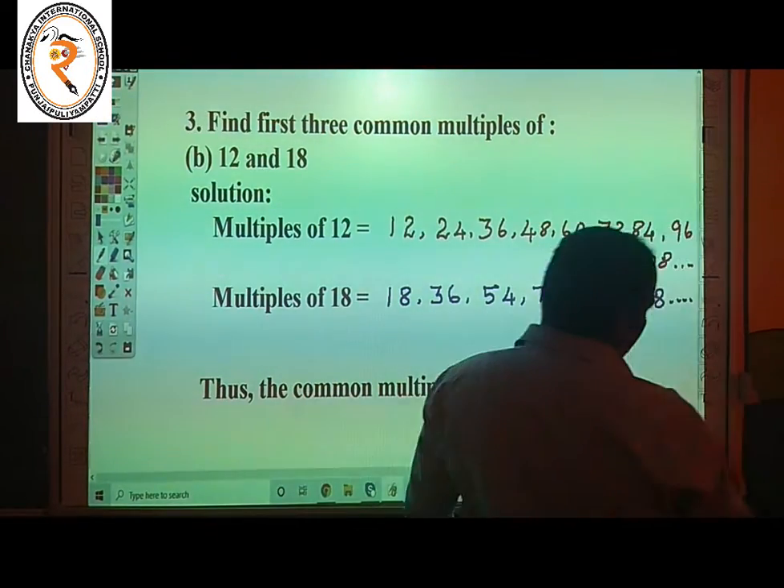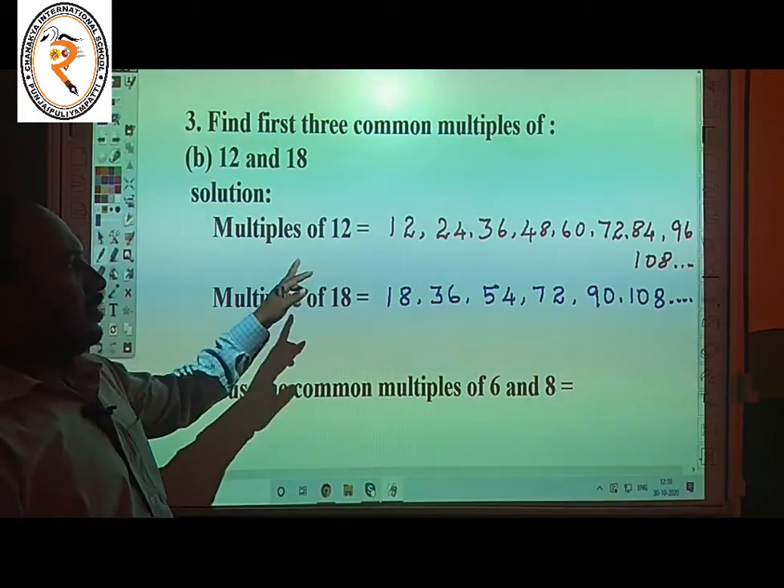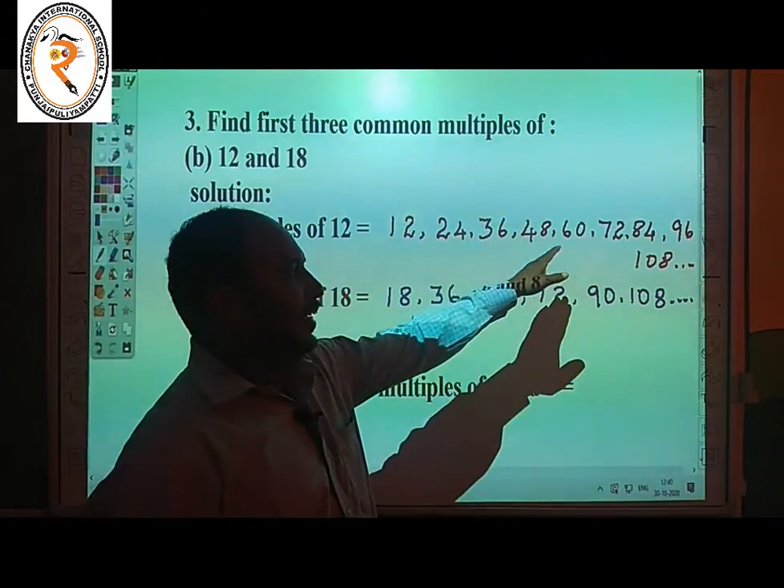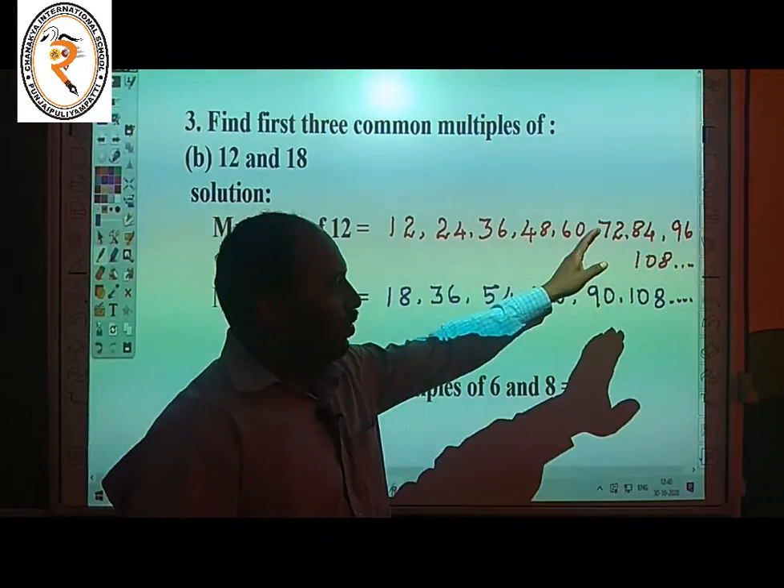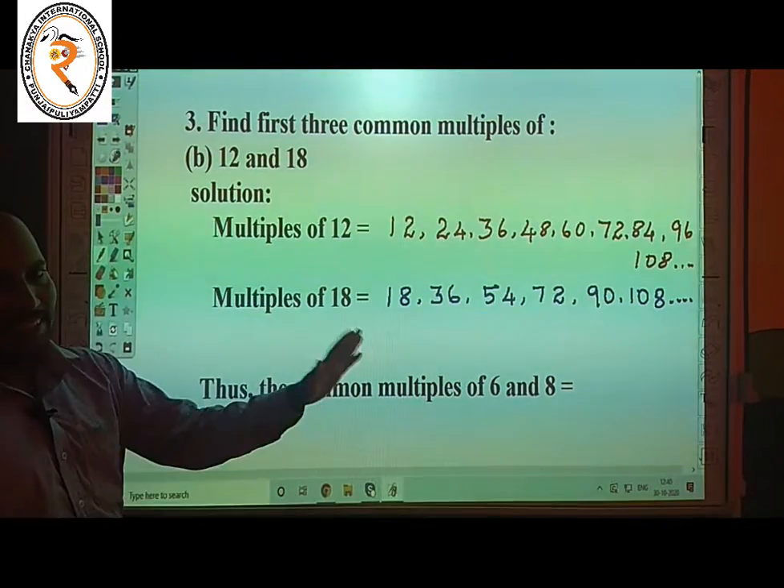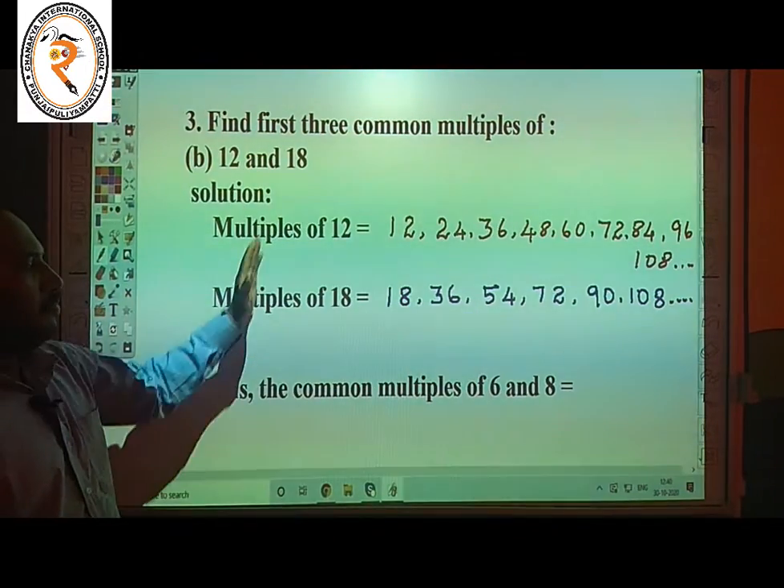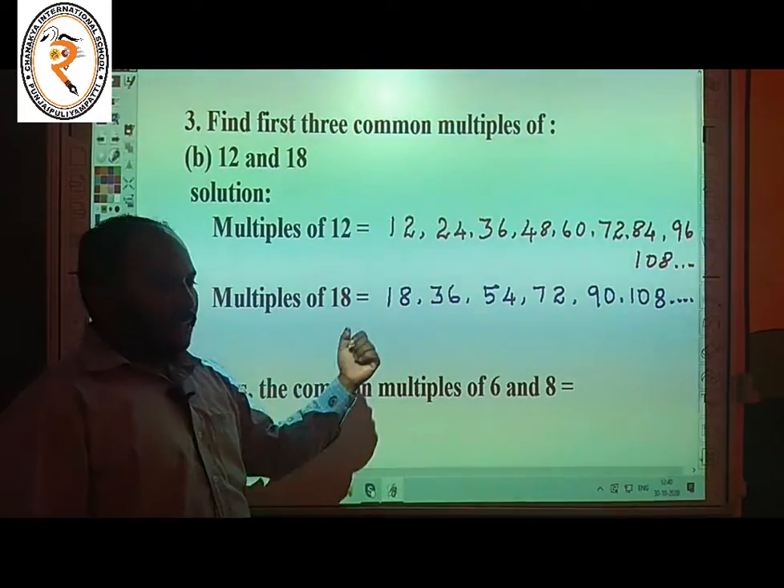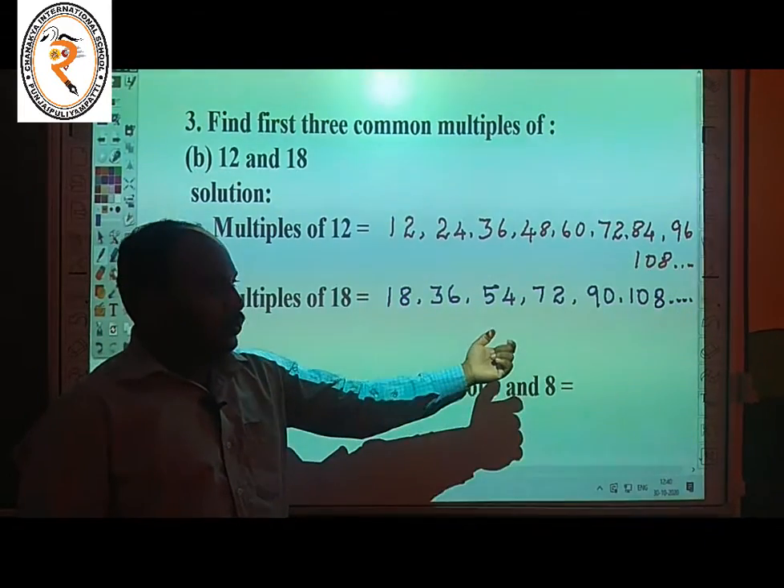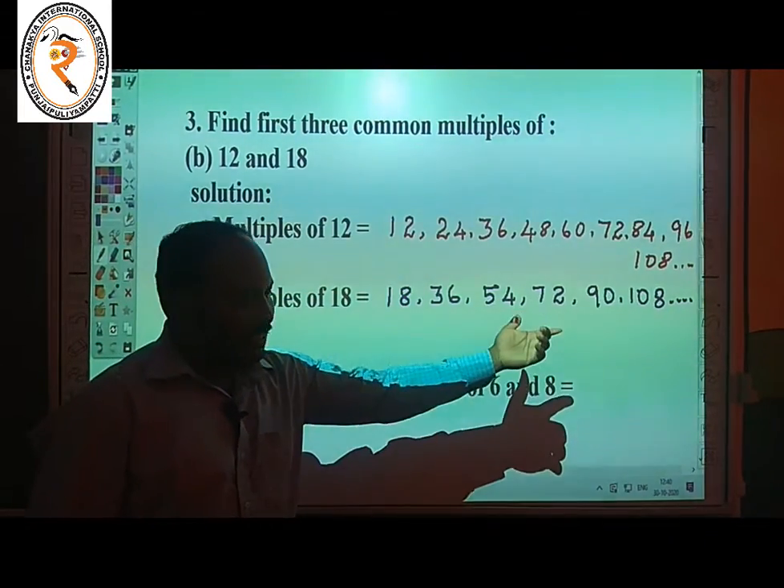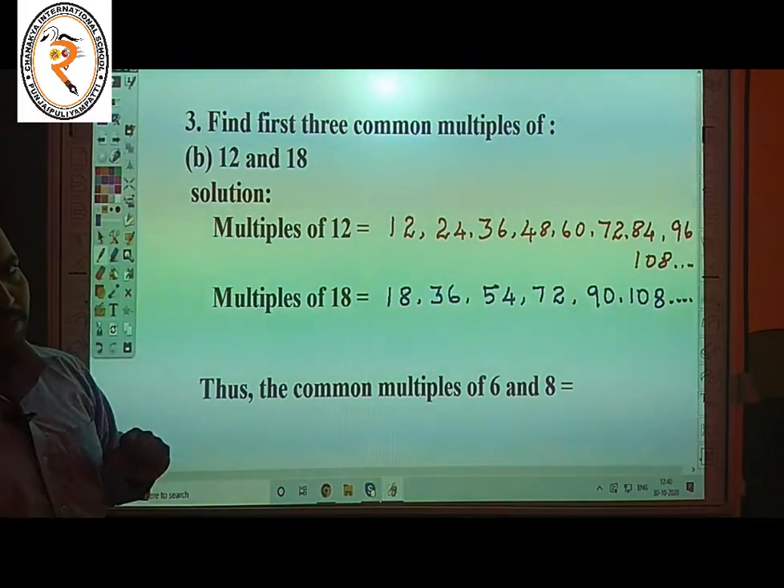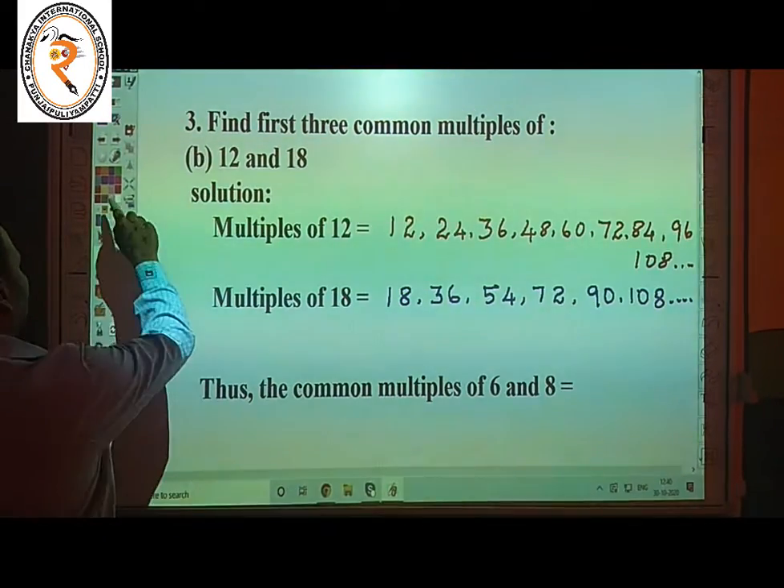Then etc. Listen here. Multiples of 12 is equal to 12, 24, 36, 48, 60, 72, 84, 96 and 108. Then etc. And the multiples of 18 is equal to 18, 36, 54, 72, 90 and 108. Then etc. You want the first 3 common multiples.